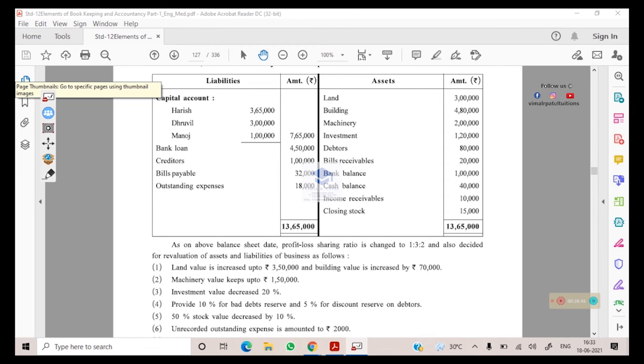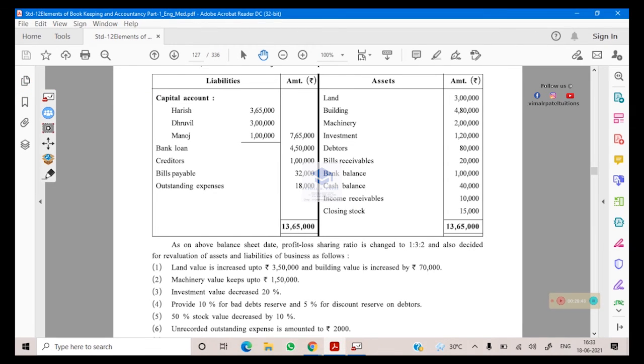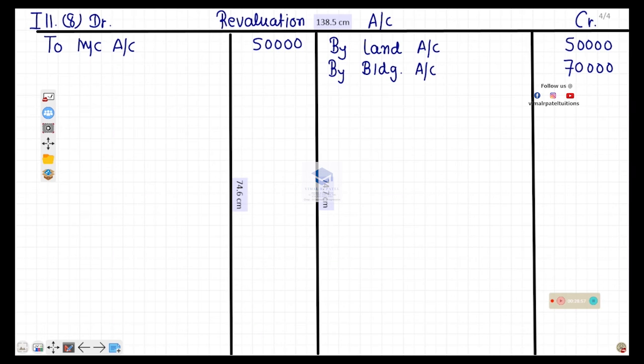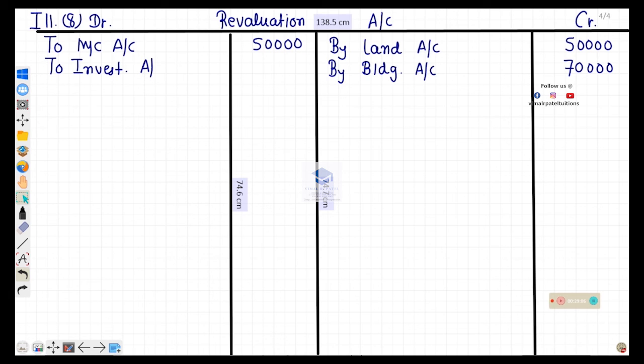Then investment value is decreased by 20%. Investment is 1,20,000. You have to decrease investment by 20%, so it will be debited to the revaluation account. 20% of 1,20,000, that is 24,000.